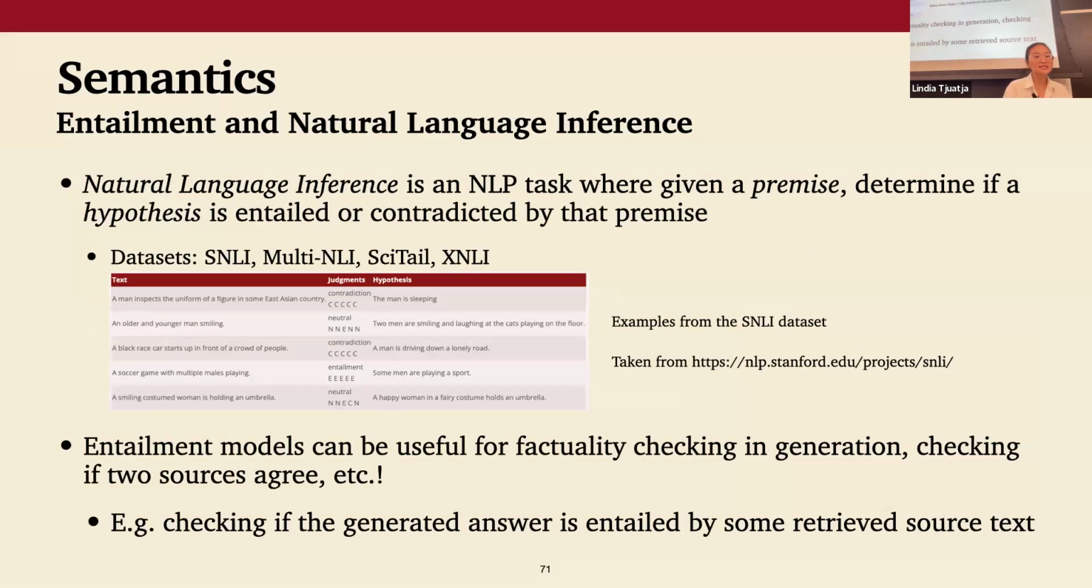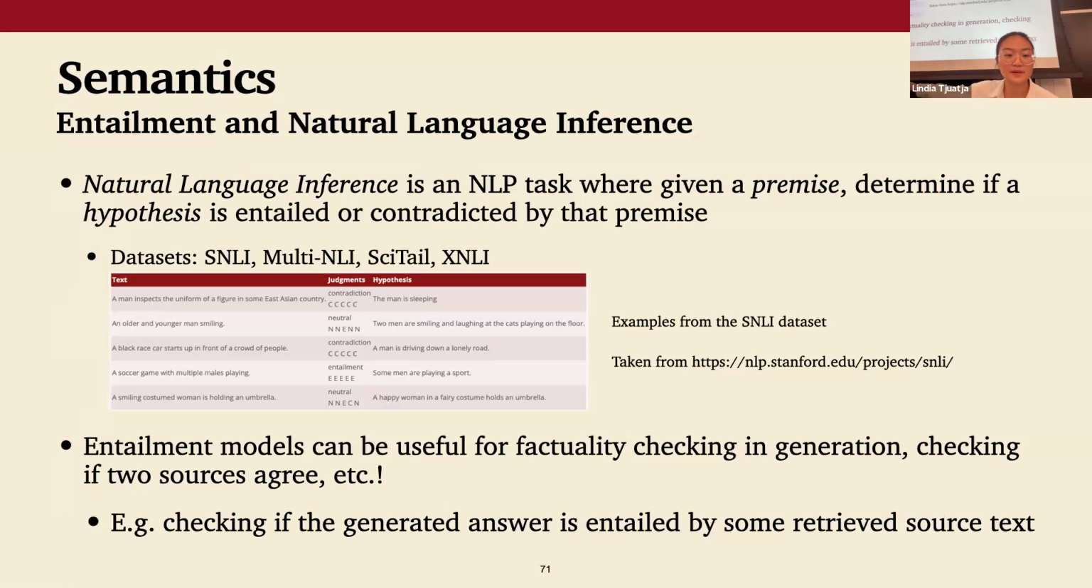So entailment is something that's an object of study in a task called natural language inference. This is an NLP task where, given some premise, sentence, or text, determine if a hypothesis is entailed, or contradicted, or neutral, given that premise. There are lots of datasets that deal with this, like SNLI, multi-NLI, SciTail, etc. Here are just some examples.